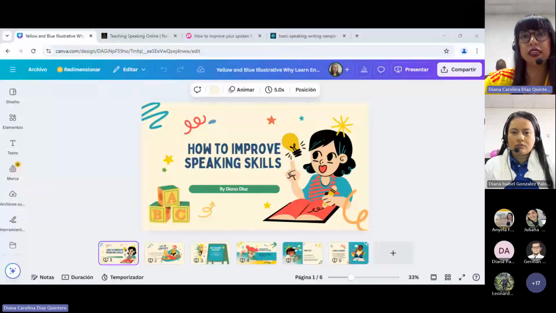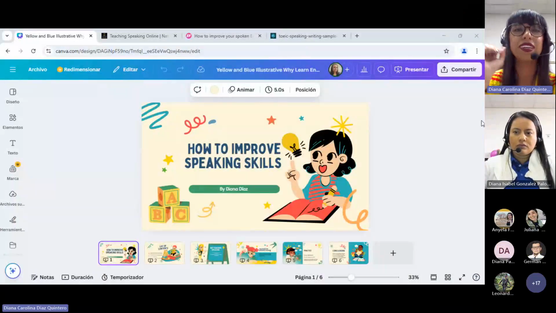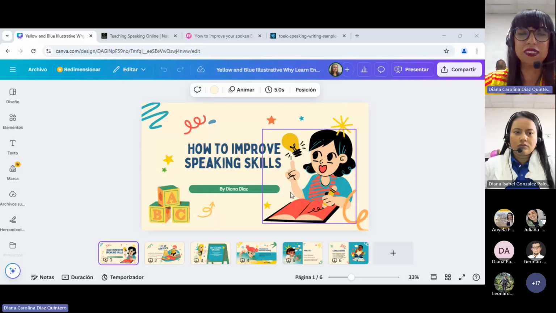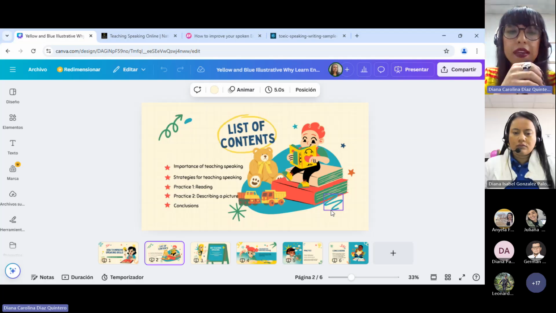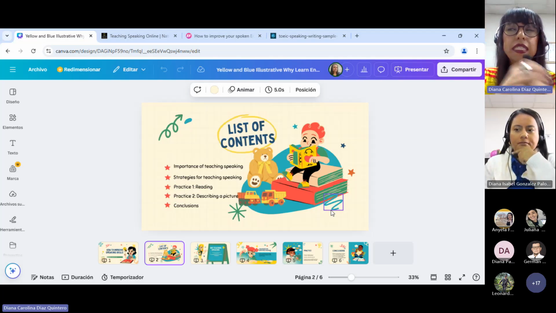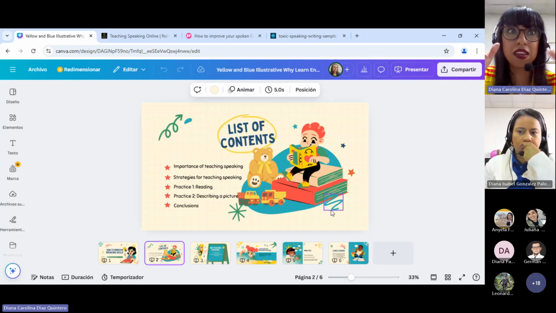speaking activities. I'm going to share my screen with you, and we're going to work today on how to improve your speaking skills, and then we're going to have two practice activities. What we're going to do is discuss together the importance of teaching speaking. We're going to discuss some strategies for developing speaking skills with our students. And we're going to have two practical activities and then some conclusions based on this activity.